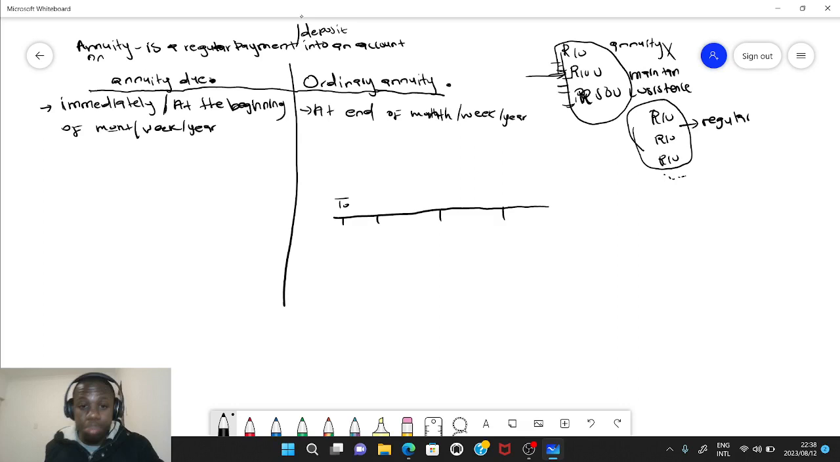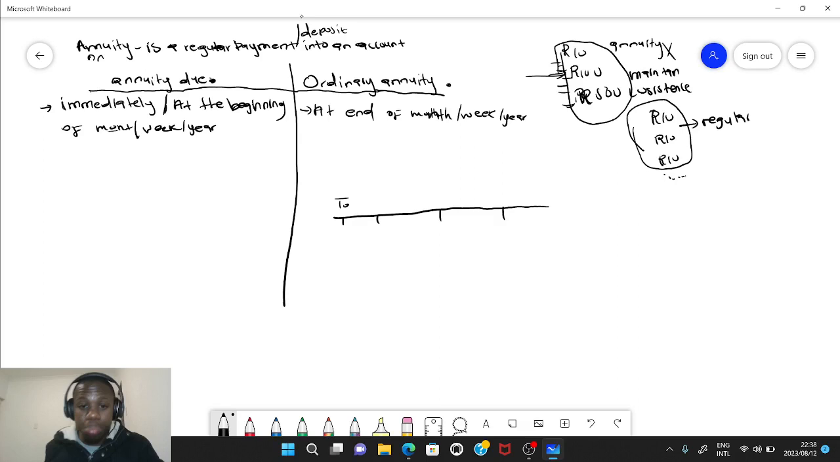Monthly. Suppose I'm depositing money in the bank monthly, and these are my payments. This T represents my payment. Now suppose I deposit money, and in an ordinary annuity we are saying at the end of the month. So suppose I deposit money at the end of every month.